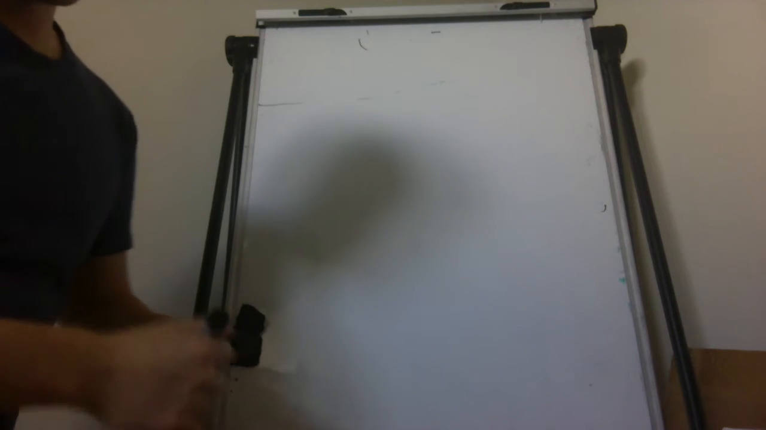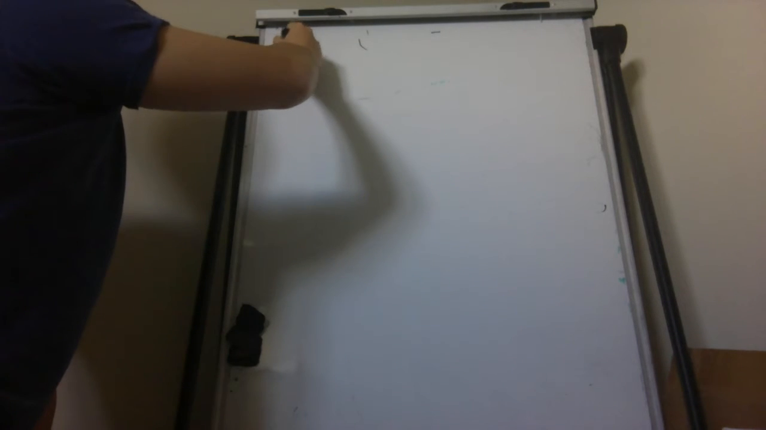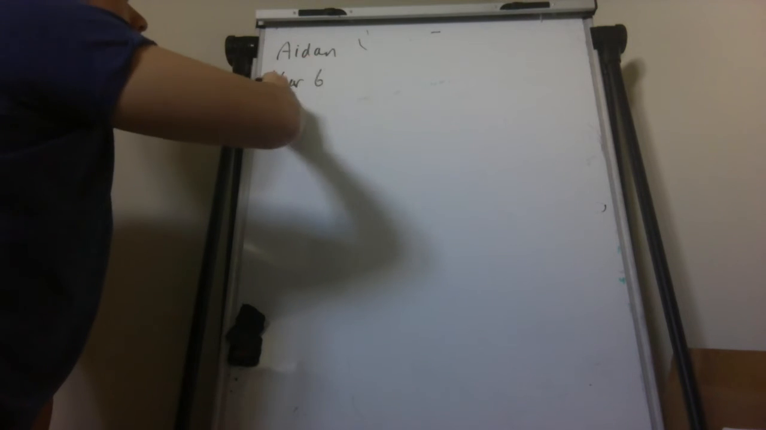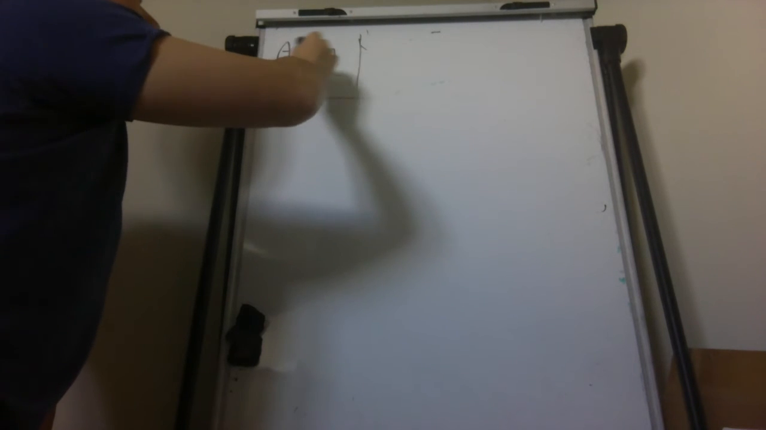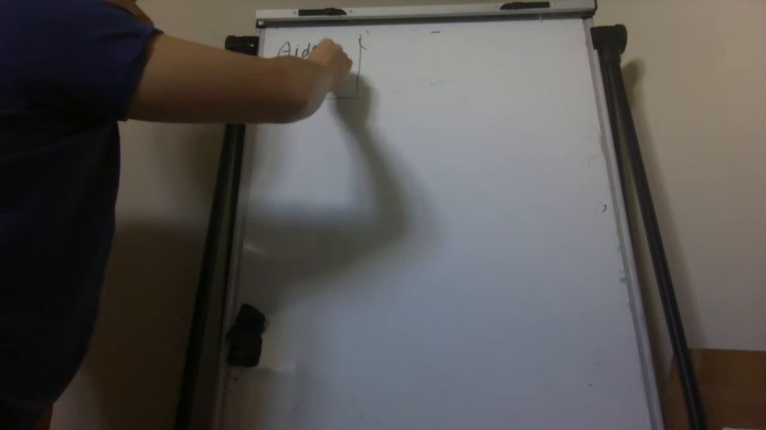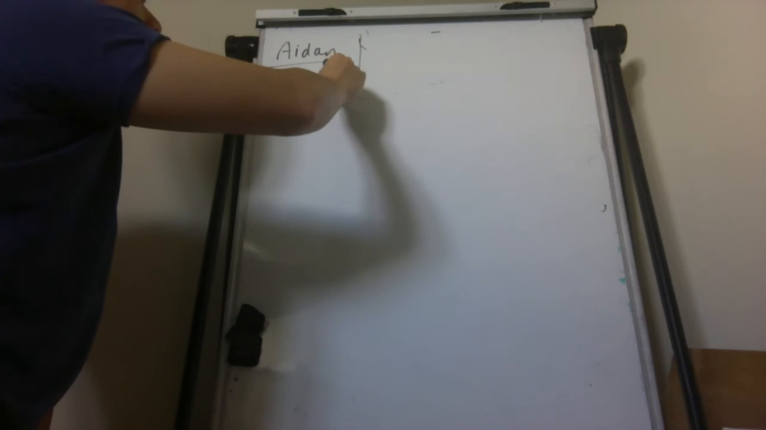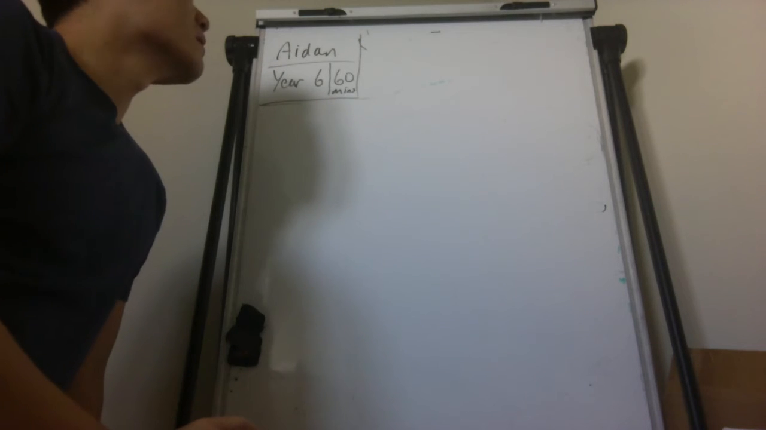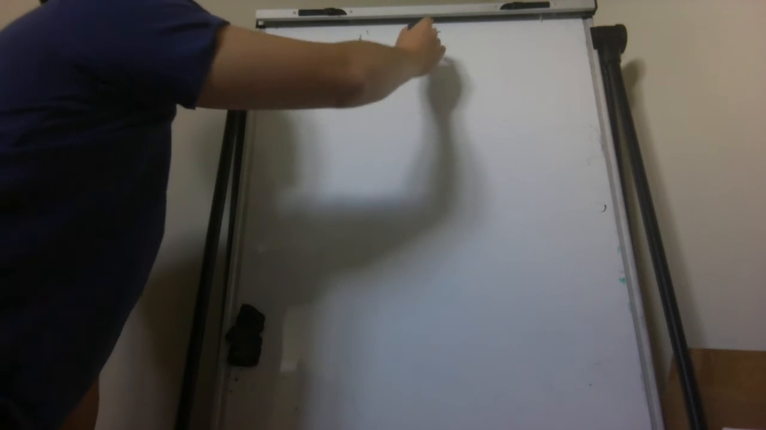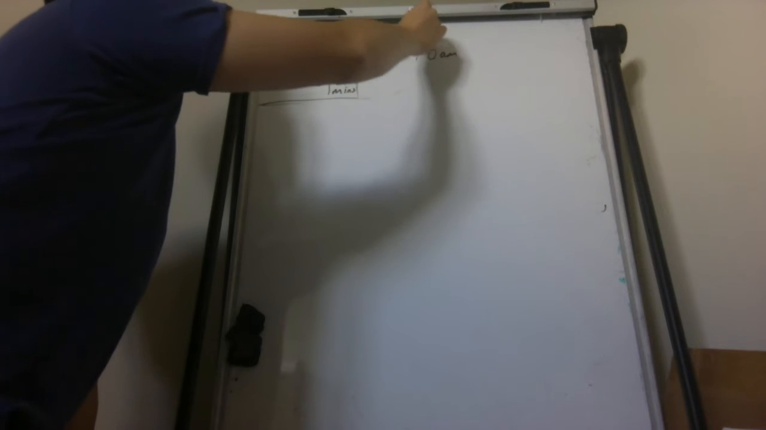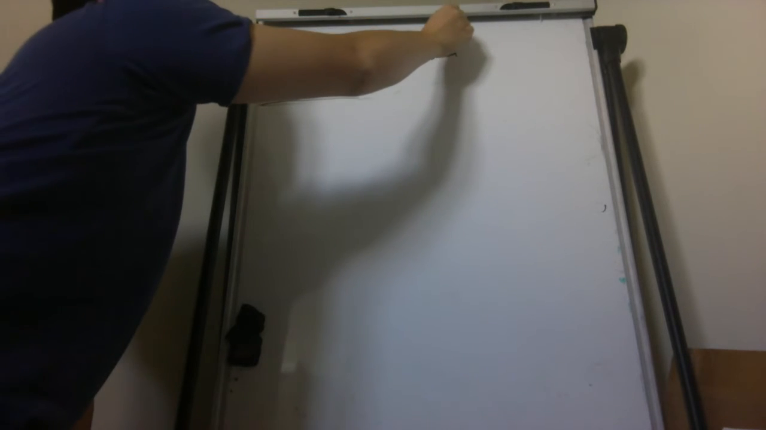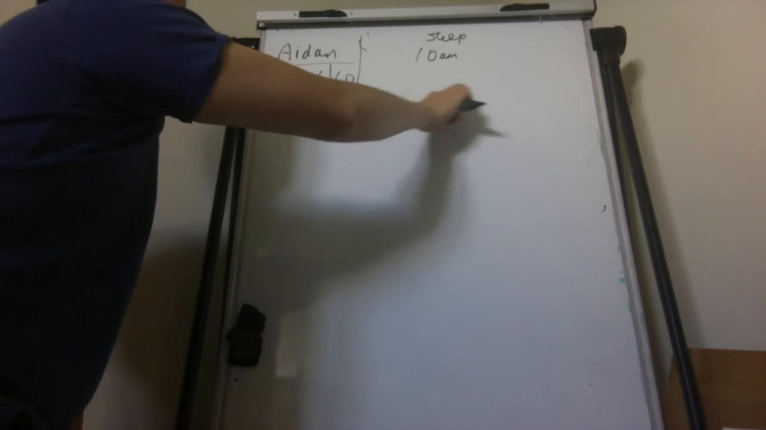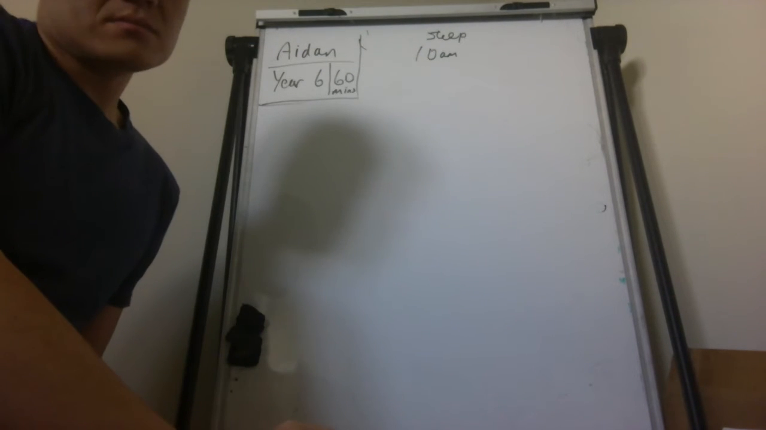Okay, so let's talk about Aidan in year six. The concentration for year six students, I think, should be around 60 minutes. If you wanted to organize your day, maybe you could start at, say, 10 a.m. Make sure you get enough sleep. 12 hours might be good. The more sleep you get, the more you can learn, the better you can go.